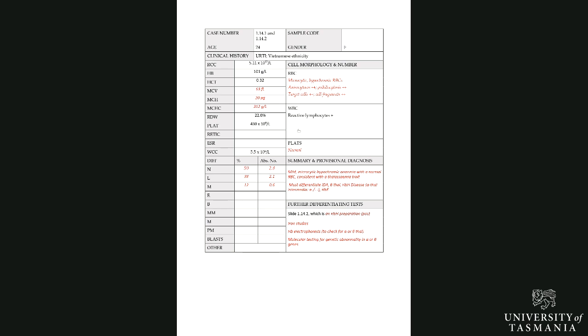So beta thalassemia, alpha thalassemia, hemoglobin E. So slide 1.14.2, I don't know how many of you had a look at that one, but that is a hemoglobin H preparation. So that is a supravital stain that picks up the precipitated beta tetramers that we see as hemoglobin H. And because that is positive, then that tells us that this is actually an alpha thalassemia.